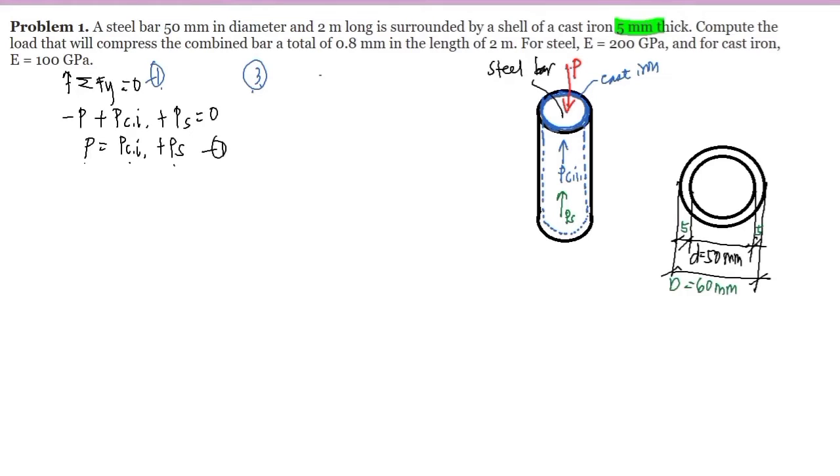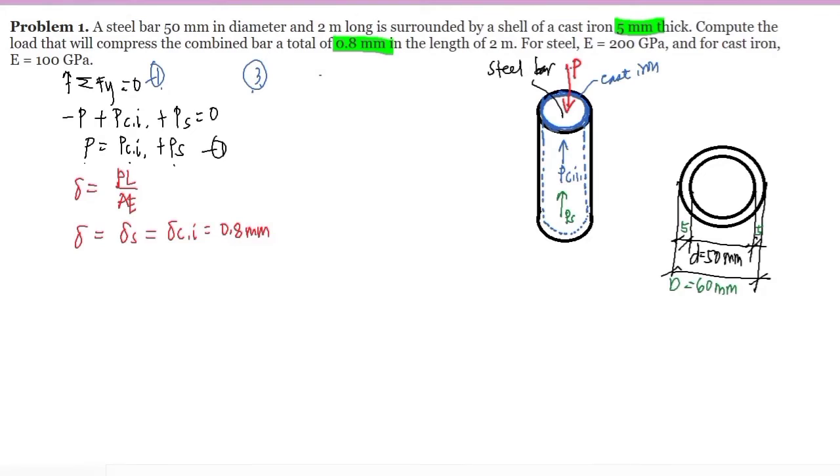So, from the equation of the deformation, we have the deformation is equal to PL over AE. So, we know that the total deformation of this member, assuming na the same yung deformation ng dalawang to, so we have the deformation of the steel bar and the deformation of the cast iron is just equal to the given deformation in the problem, and that is equal to 0.8 mm.